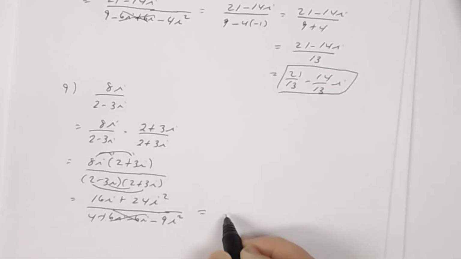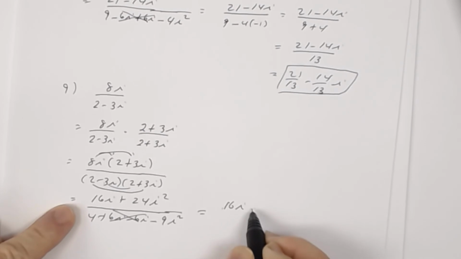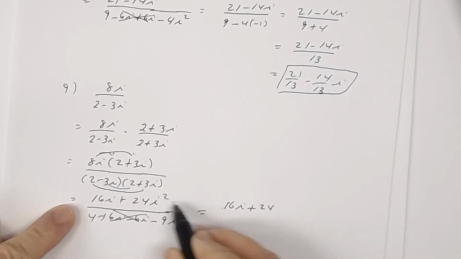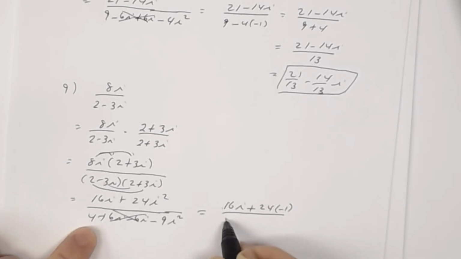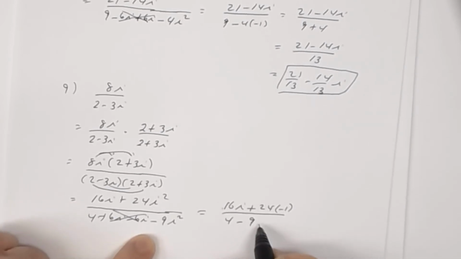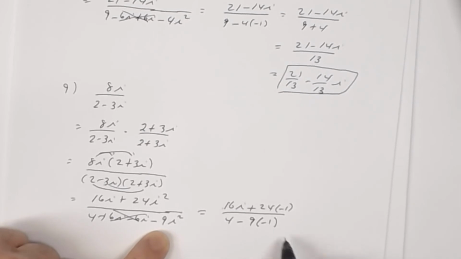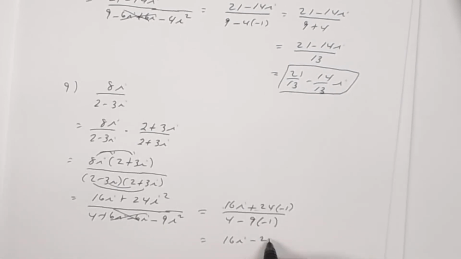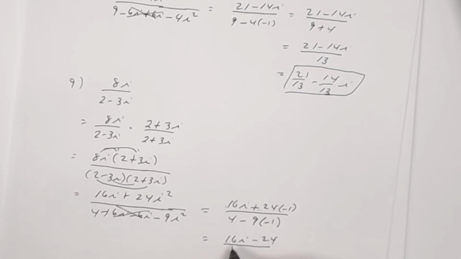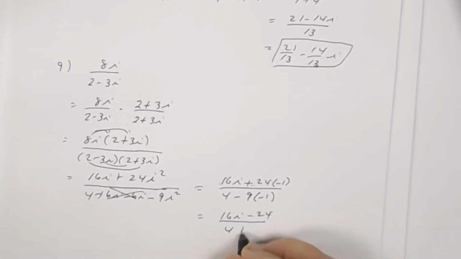And so now I'm going to get 16i plus 24i squared, divided by 4 minus 9i squared. Now let's go ahead and rewrite i squared as negative 1. Remember, i squared is a negative 1. And so now I get 16i, a positive 24 times a negative 1 is a negative 24, divided by 4. A negative 9 times a negative 1 is a positive 9.